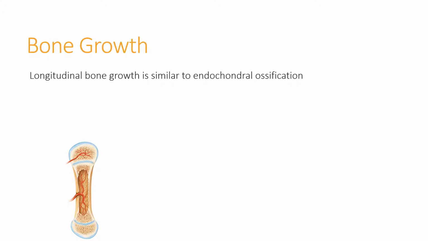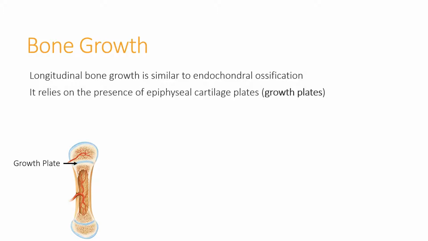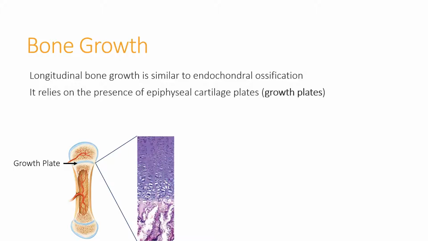Longitudinal bone growth, that is, an increase in the length of bones, is very similar to endochondral ossification, so it might be useful to go back and review what happens during endochondral ossification before moving forward with this process. Longitudinal growth relies on the presence of epiphyseal cartilage plates, or growth plates, that connect the epiphysis to the diaphysis. Here, we're looking at a plate of hyaline cartilage, which is why the steps are so similar to endochondral ossification. Let's zoom in and focus in on this growth plate.